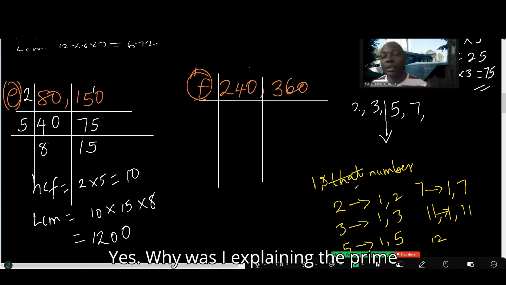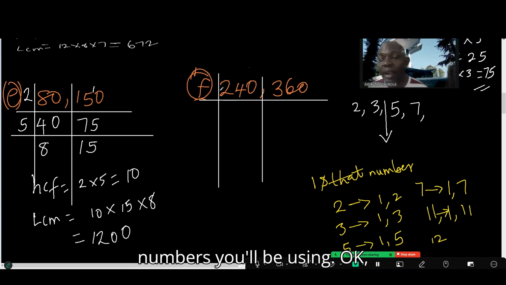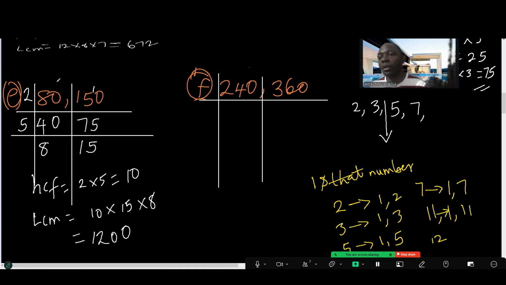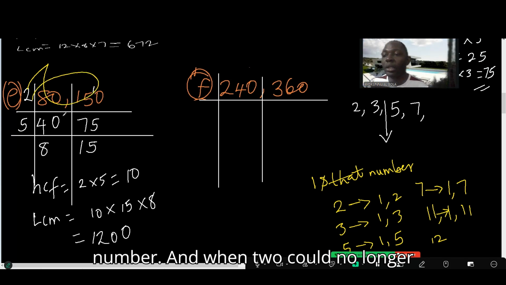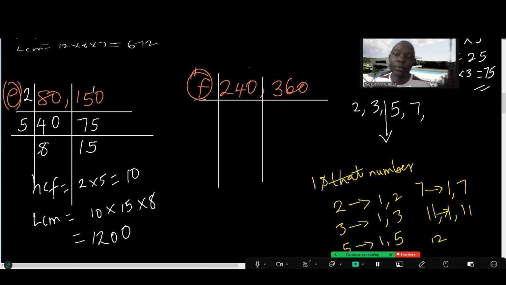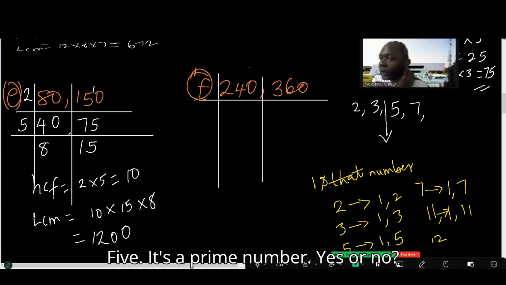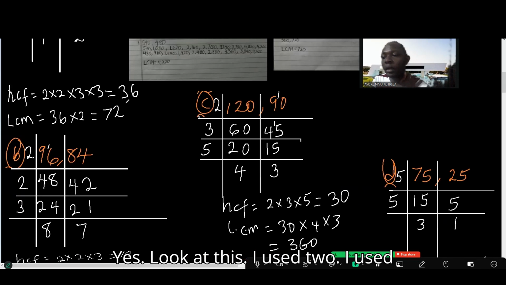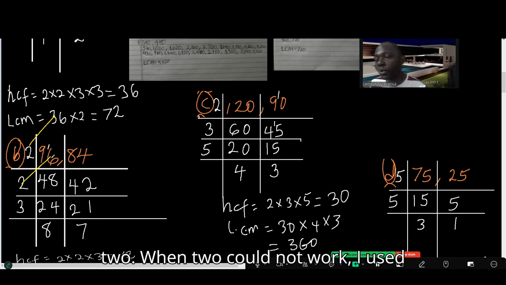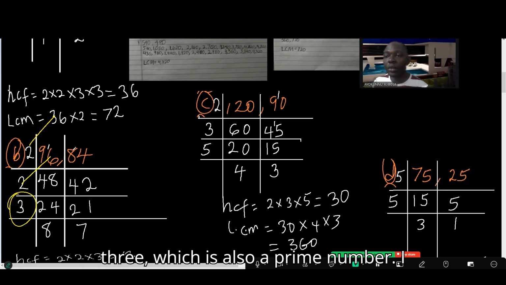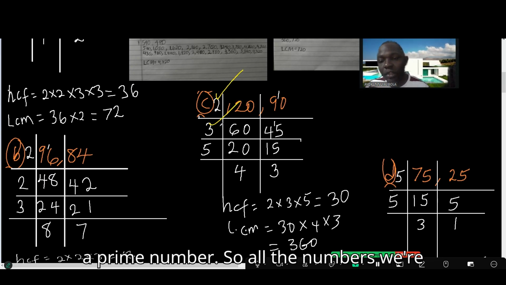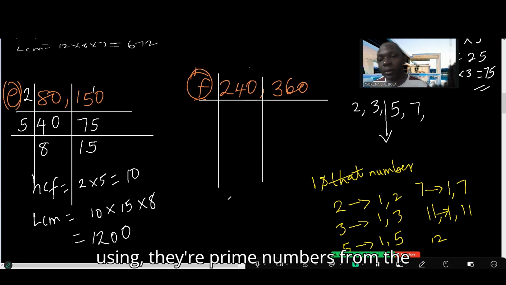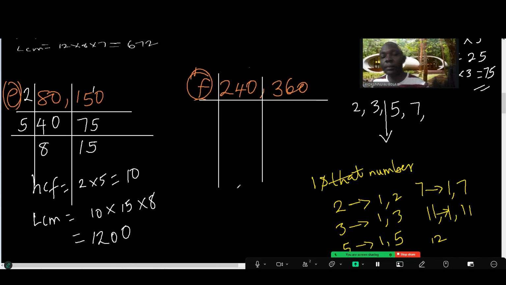Why was I explaining the prime numbers? So that you can know it's prime numbers you'll be using, okay? Look at this. I used 2. 2 is a prime number. And when 2 could no longer work, what did I use? 5. It's a prime number, yes or no? Yes. Look at this. I used 2. When 2 could not work, I used 3, which is also a prime number. So all the numbers we're using are prime numbers, starting from the smallest, okay?